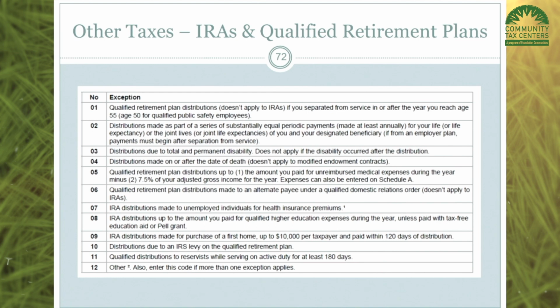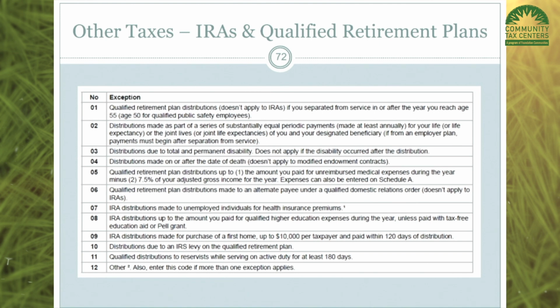IRA distributions up to the amount you pay for higher education expenses during the year, unless paid with tax-free education aid or a Pell Grant. Look at this one, because number 8, we're going to use that one for our scenario. IRA distributions made for the purchase of a first home, up to $10,000 per taxpayer and paid within 120 days of distribution. Distributions due to an IRS levy on the qualified retirement plan, and qualified distributions to reservists while serving on active duty for at least 180 days.